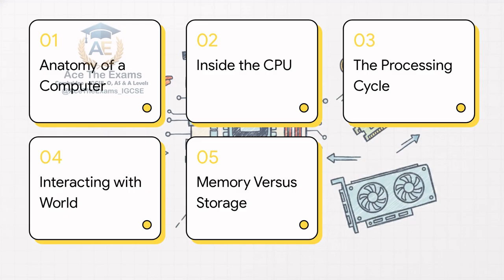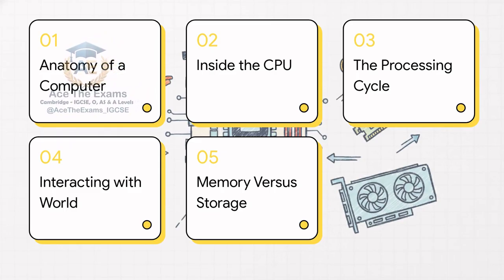Here is our roadmap for today's Explainer. First up, the anatomy of a computer. Second, we'll go inside the brain, which is the CPU. Third, we map out the processing cycle. Fourth, we look at interacting with the world. And finally, number 5, memory versus storage.